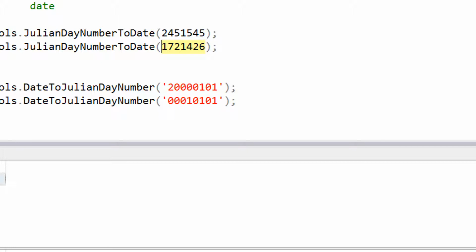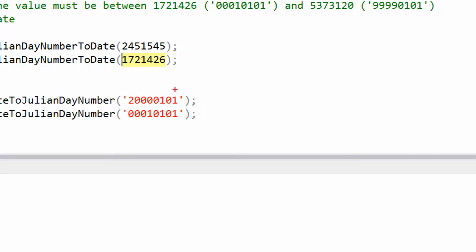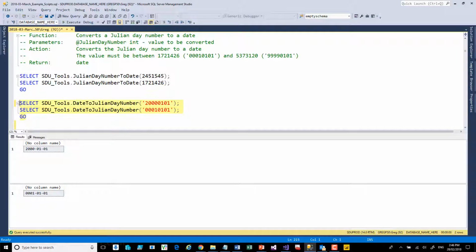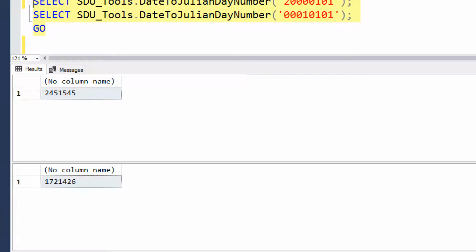And in this case, I've said convert 1st of January 2000 and 1st of January the year 1. And we execute, and we'll see we get those same numbers back.